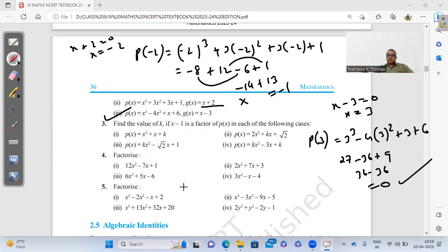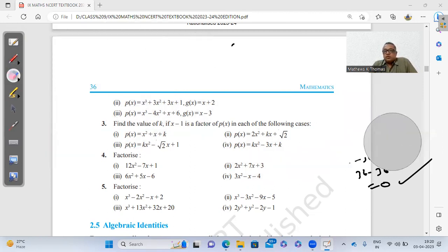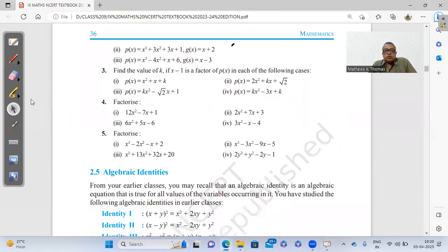So hope you understood the factor theorem. All you need to do is substitute the relevant value of x here. If the remainder is 0, then I can say it's a factor. If the remainder is not 0, it is not a factor. Right? Now we go to question number 3.